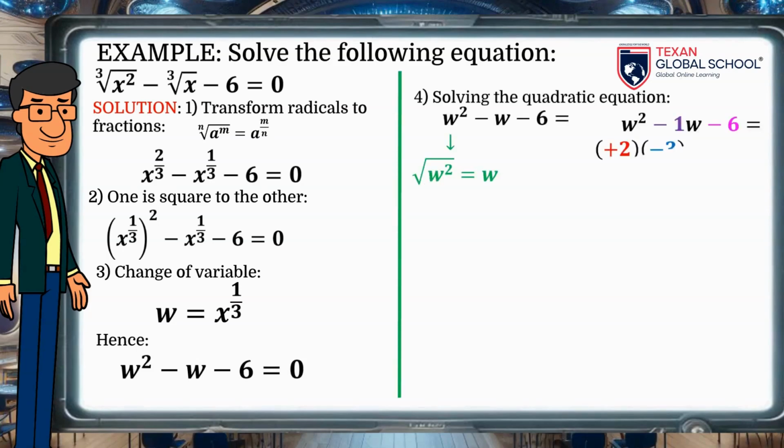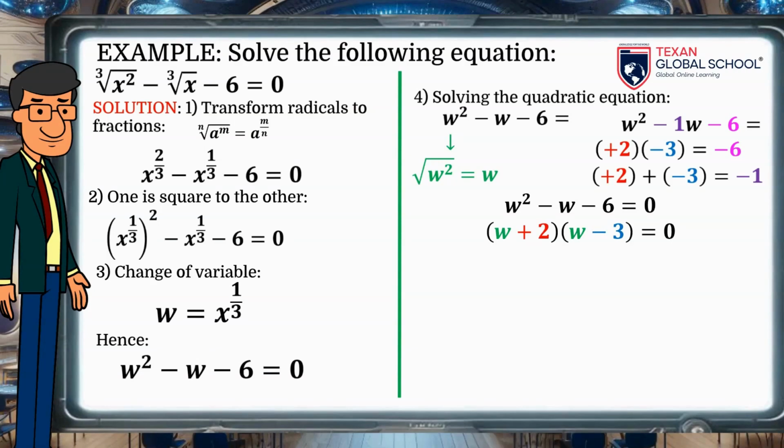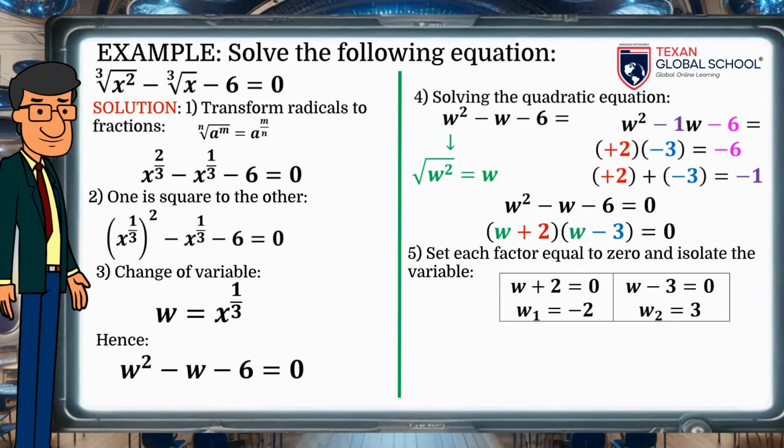Let's solve it by one of the methods seen in previous classes. We can factor directly as (w plus 2) times (w minus 3). By setting each factor equal to 0, two solutions result: w is equal to -2 and w is equal to 3. However, this is not the solution. We must return the change of variable since the original equation is in terms of x.